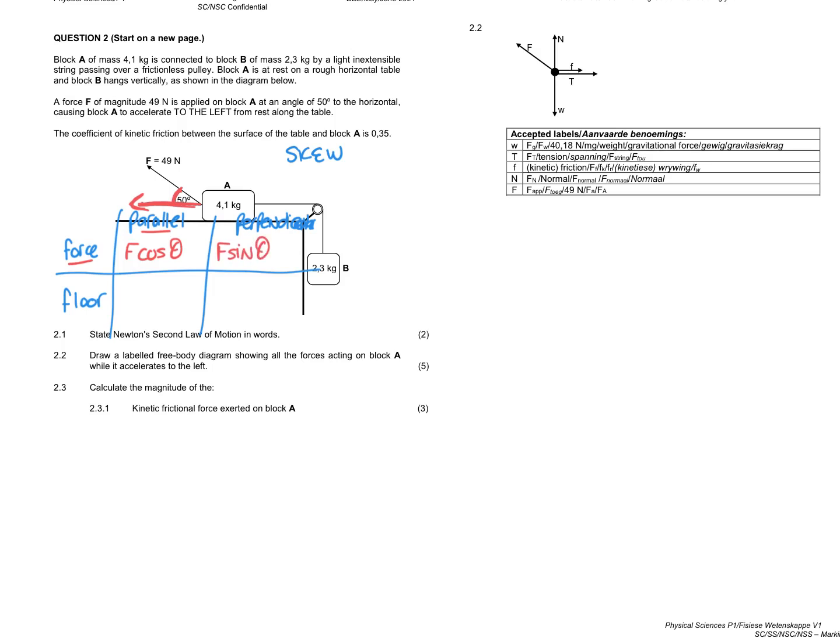And when the floor is skew, it's W cos theta for the perpendicular one and W sine theta for the parallel one. So when the floor is skew, it looks like this, and you have a box over there and you have the weight. The parallel one, when the floor is skew, is W sine theta. The parallel one, when the force is skew, is F cos theta. So in this case, the force is skew. So we need to calculate the kinetic frictional force.